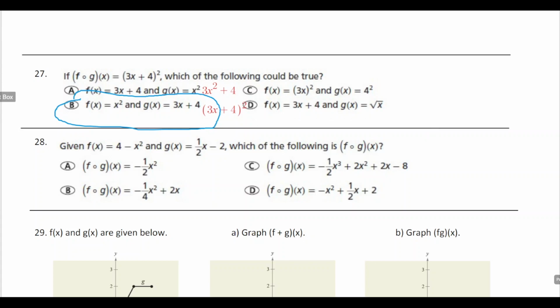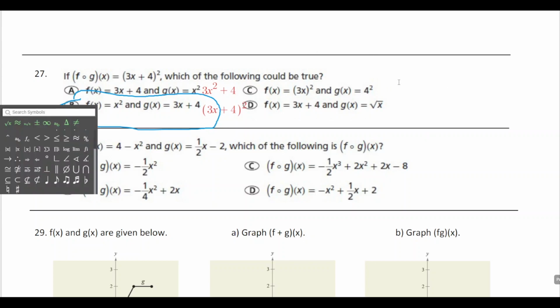Okay, C, if we substitute g into f, just the 4 squared, we get 3 times 4 squared squared. There's not even an x in this whole expression. I mean, we can actually just simplify this. It's definitely not 3x plus 4 squared. And finally, if we do the last one and substitute the square root of x into 3x plus 4, we're going to have 3 times the square root of x plus 4, and that is not the same either, so it's definitely B.